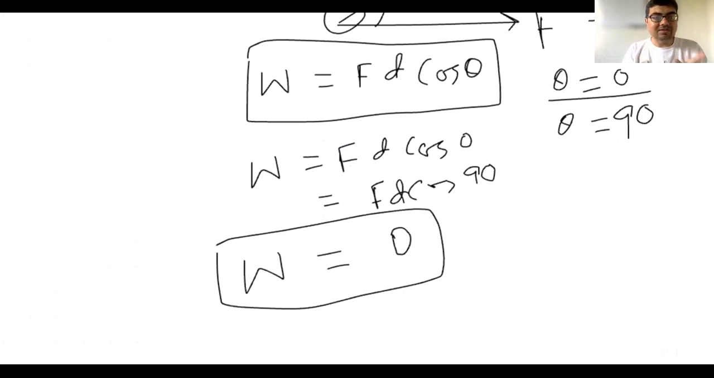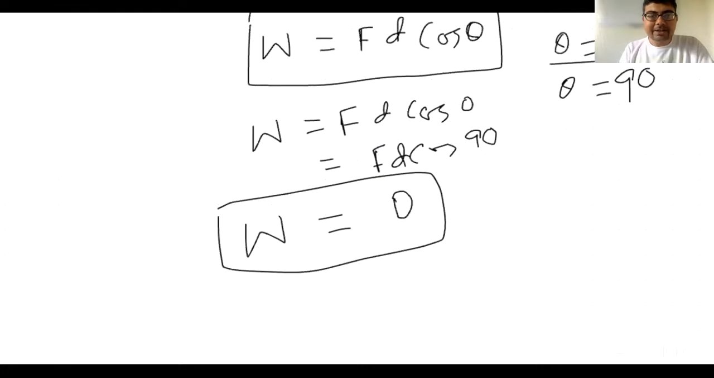And cos 0 degree is equal to 1. You do not need to remember the value of sine theta right now because we are not going into the deep concept. So we only need to remember cos 0 and cos 90. Clear? Okay, next concept.